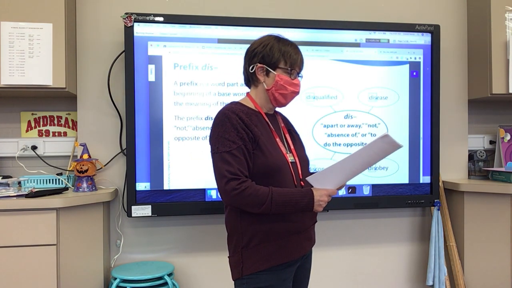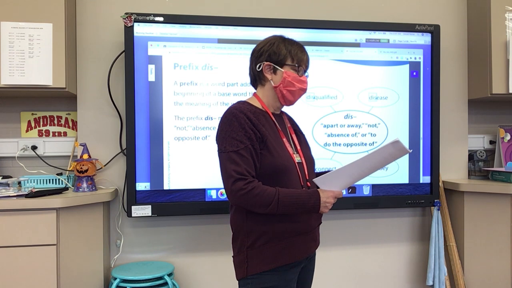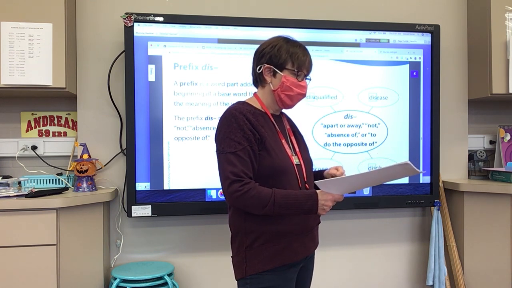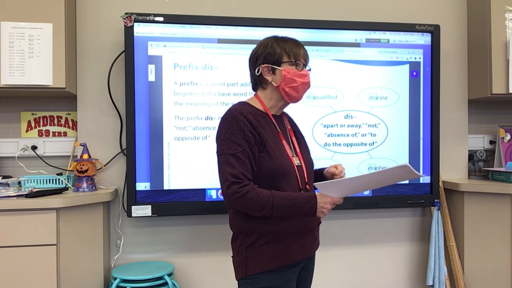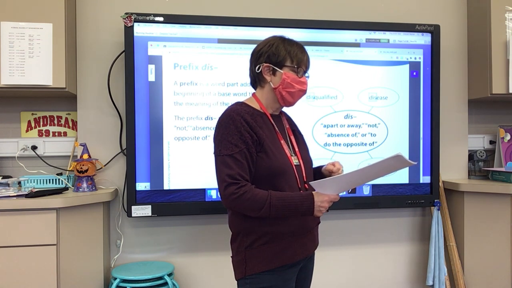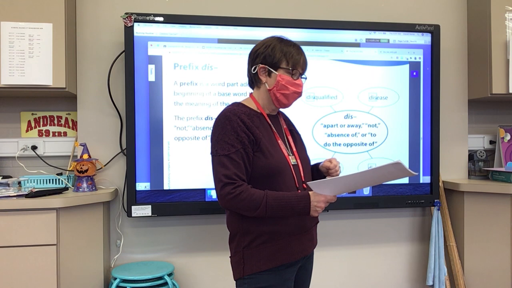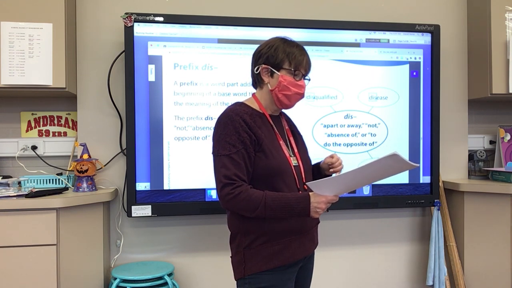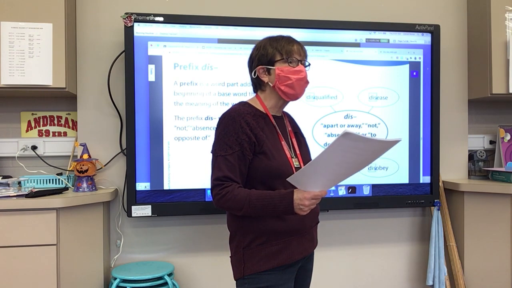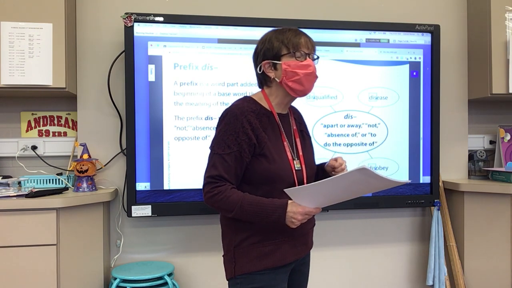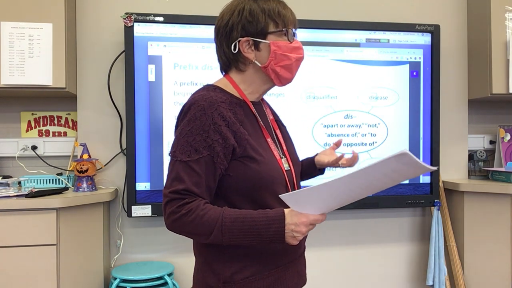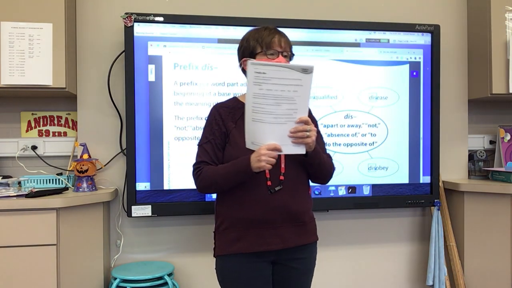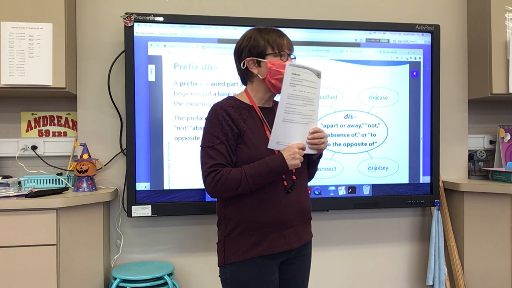A prefix is a word part added to the beginning of a base word that changes the meaning. Add the prefix dis to words from the word bank to fill in the blanks in the story below. Oh, so we have a story and we have base words. So we're on this one where it says the prefix dis, everybody. So could everybody find this page?